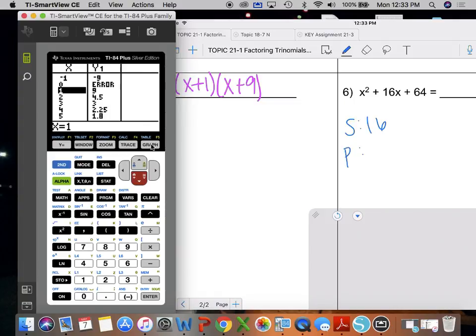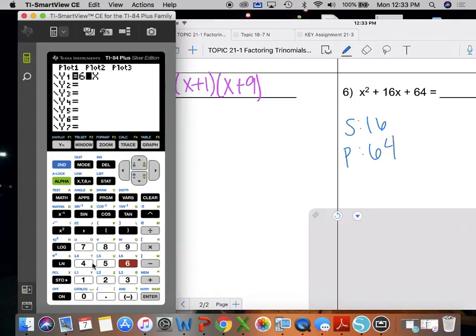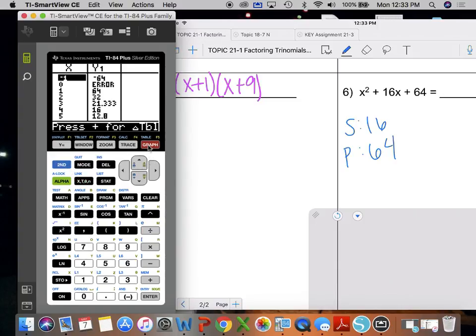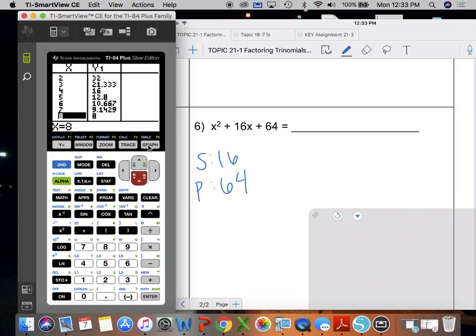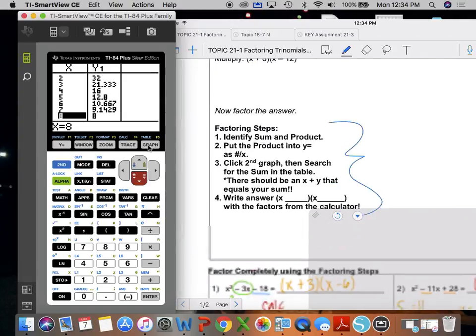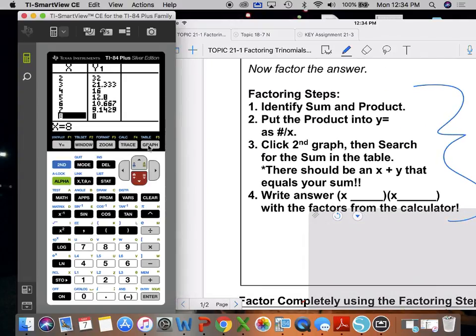Problem 6 for the last one. Sum is 16. Product is 64. So 64 divided by x. Looking for two numbers that add to 16. 8 plus 8 would give me 16. And I'm done. So make sure you follow these steps.